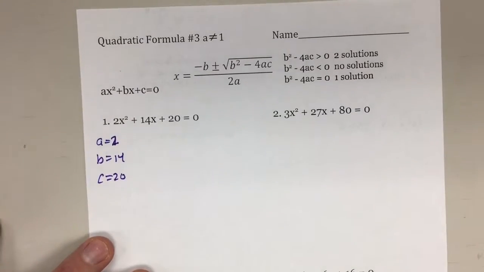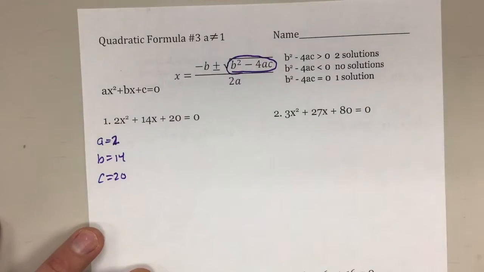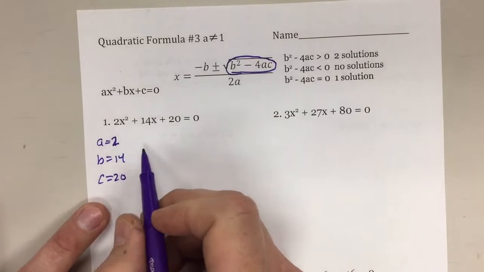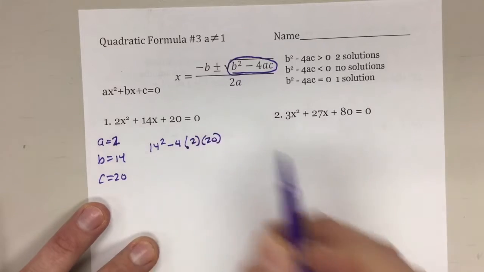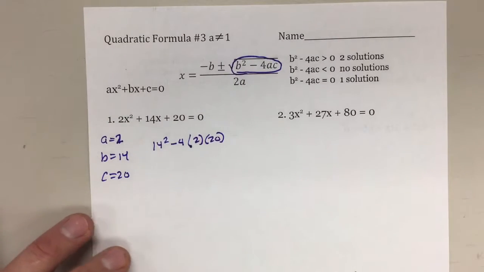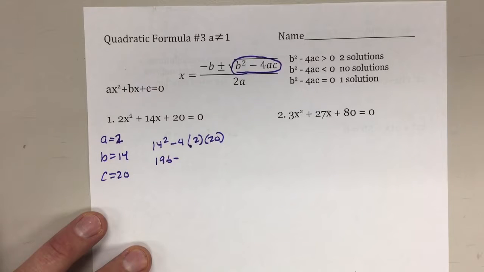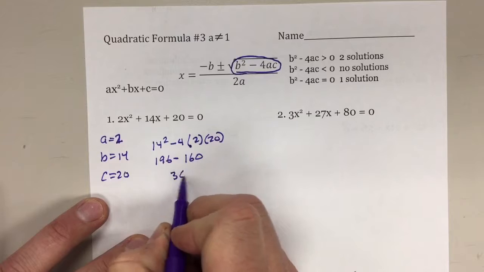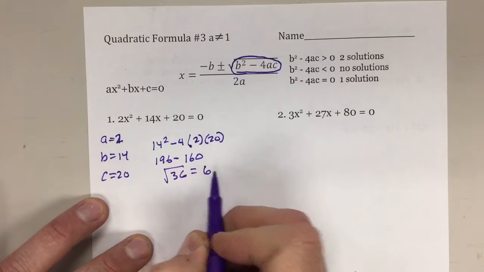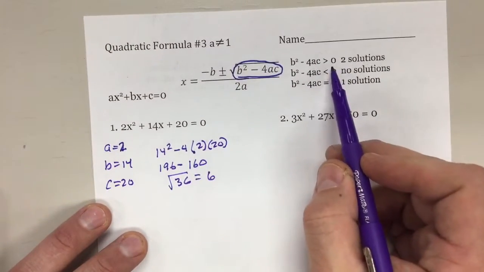I would use what you learned yesterday about the discriminant and solve this part first because it tells you how many solutions you're going to have. And then if you have no solutions, you can just stop right there. So b squared would be 14 squared minus 4 times a times c. So now you might need a calculator, but 14 squared is 196. And then remember you do negative 4 times 2 times 20, and that's negative 160. So it's 196 minus 160, which is 36. When you take the square root of 36, you get 6. So we're going to have 2 answers now, because b squared minus 4ac is greater than 0.